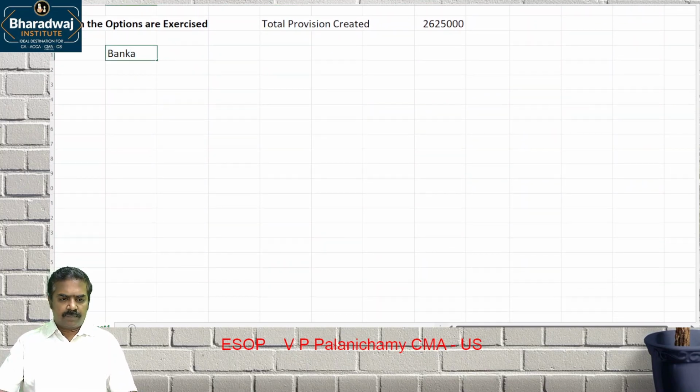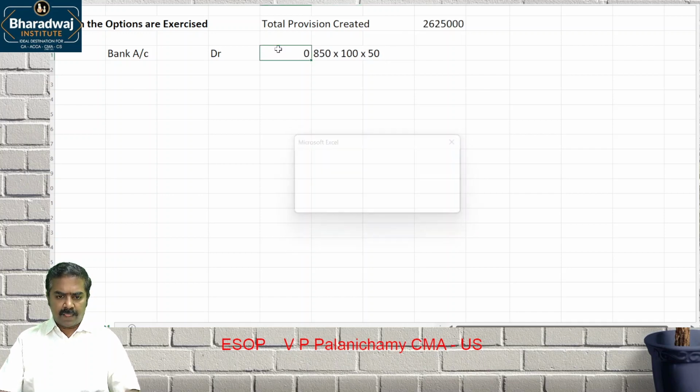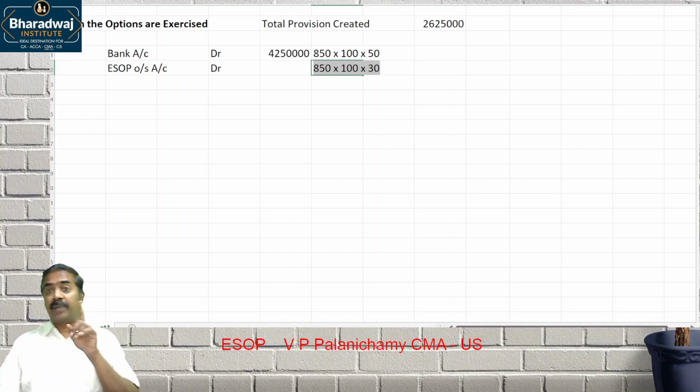Pass the entry. Bank account debit. How many employees opted? 850 employees, 100 options each, into how much will they pay? 50 rupees they will pay to the company. Then bank account debit, ESOP outstanding account debit, to the extent of 850 employees into 100 options into the fair value of the option we accounted, 30. So 20. 50 is the price they have to pay.